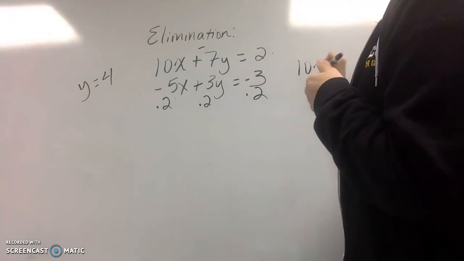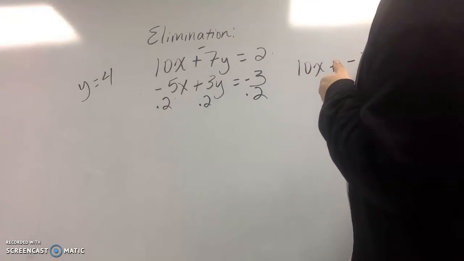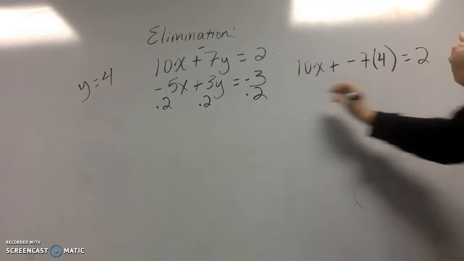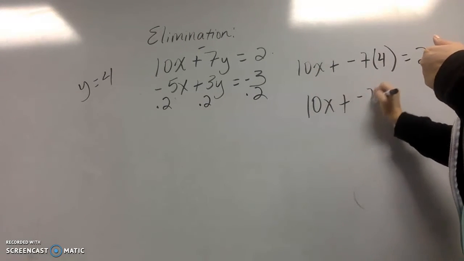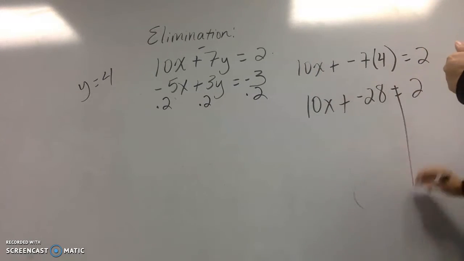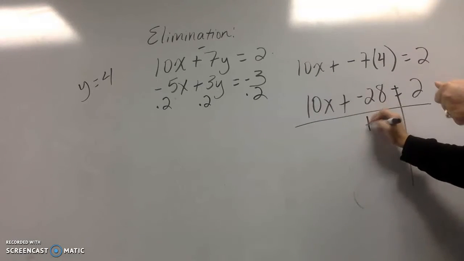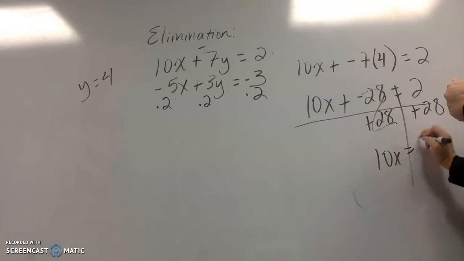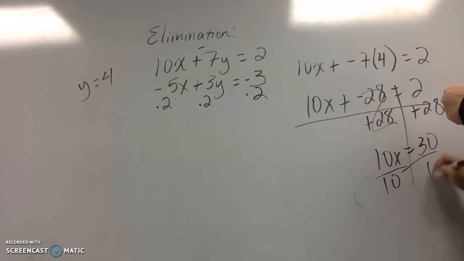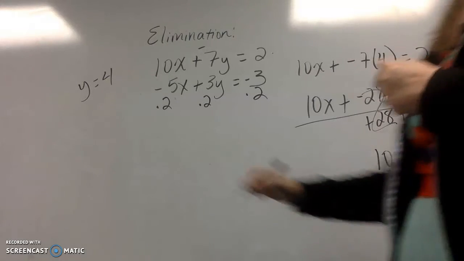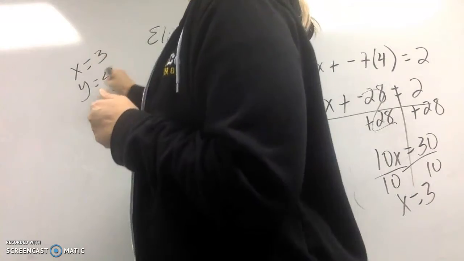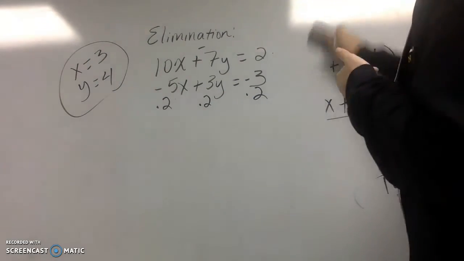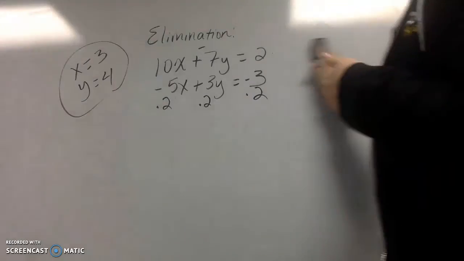I have 10x plus negative 7, y is 4, so I'm going to plug 4 in, equals 2. So I have 10x plus negative 28 equals 2. Go ahead and solve this. Add 28, 10x equals 30, divide by 10, x equals 3. So my final answer is x equals 3 and y equals 4. I'm going to do one more example of that.